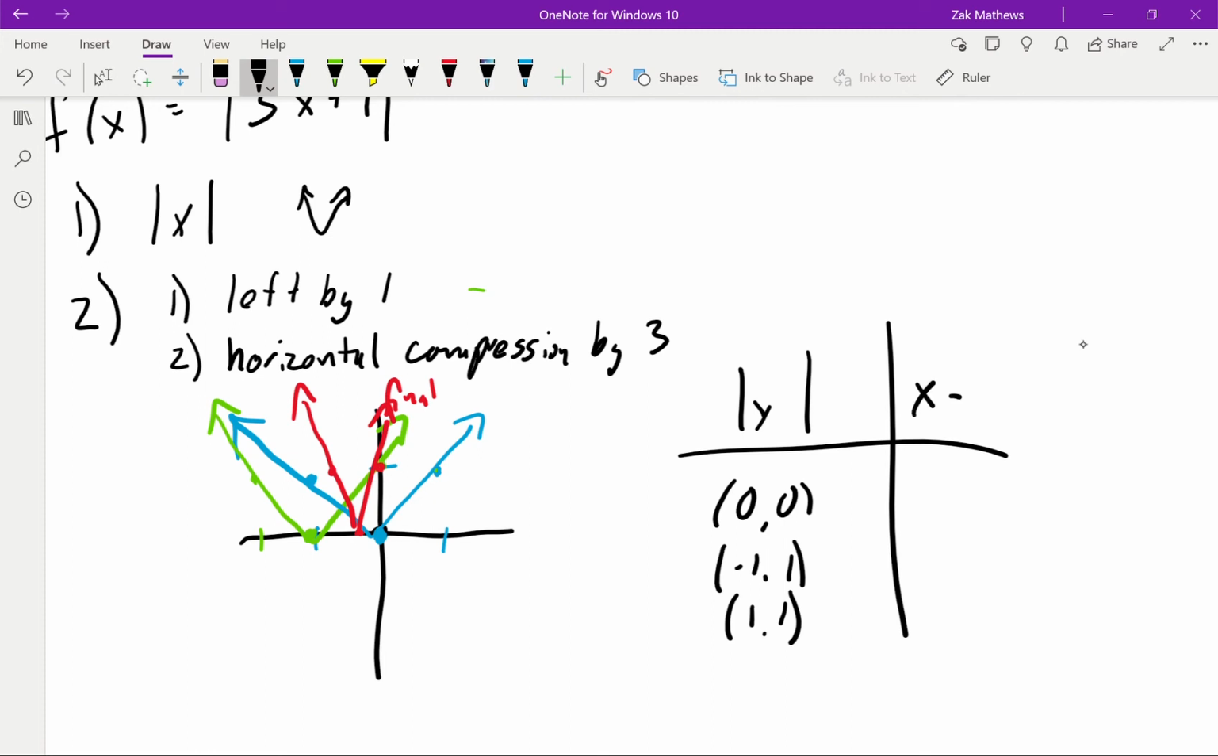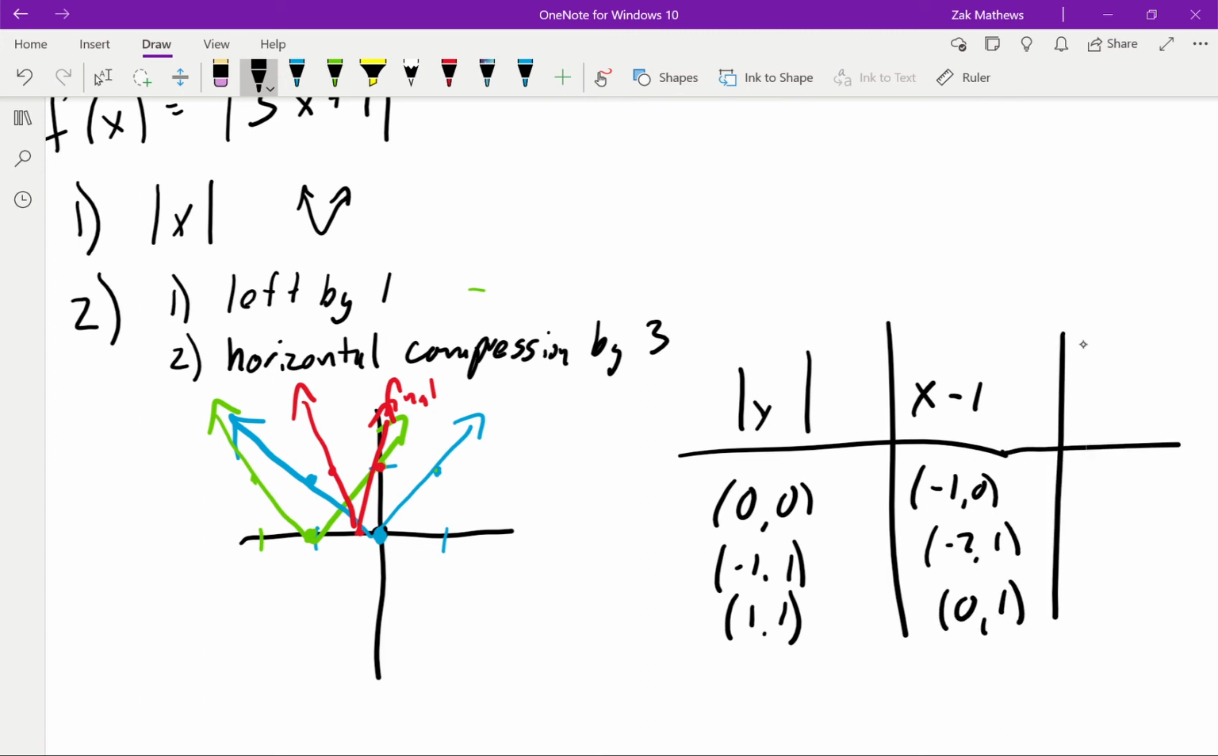So if I go left by 1, subtracting 1 from my x, so we'd have negative 1, 0, negative 2, 1, 0, 1. And then I'm going to have a horizontal compression by 3. That means I'm multiplying 1/3 to my x, or I'm dividing x by 3. It doesn't matter how you write that. So negative 1/3, 0, negative 2/3, 1, and then 0, 1. And those are exactly the points I plotted in red. You can see that that is the same image, just if I hadn't done it with all the other points, it would have been a little bit clearer.